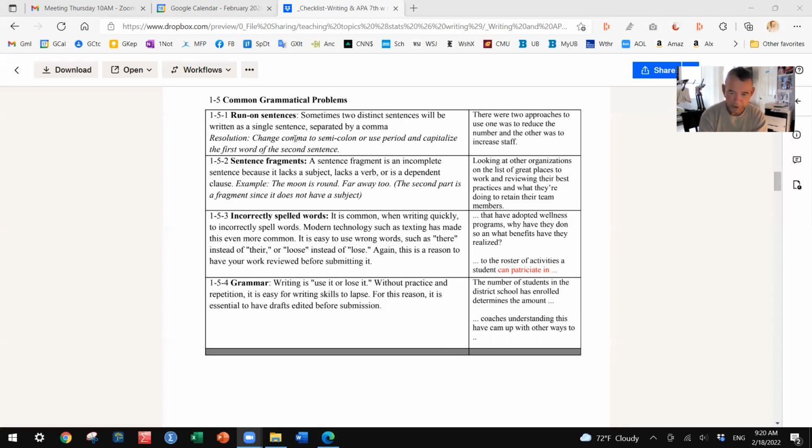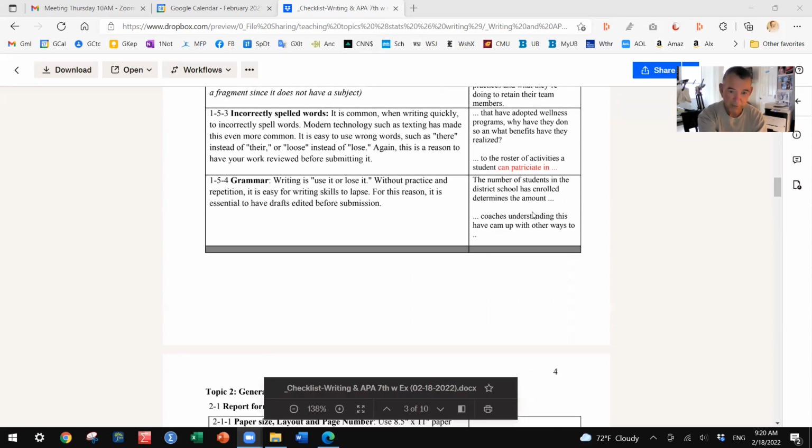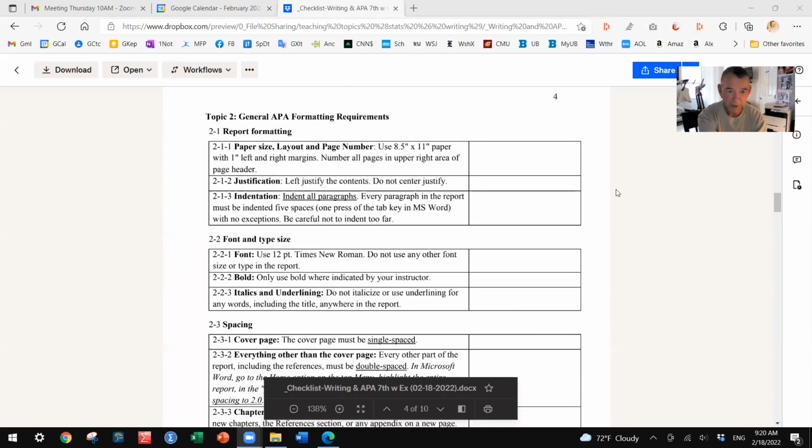Some examples: the number of students in the district school has enrolled. The number of students in the district school has enrolled determines the amount. Actual example. Coaches understanding this have came up with other ways to. So again, issues that we encounter very commonly, and we really need to be careful and to avoid.